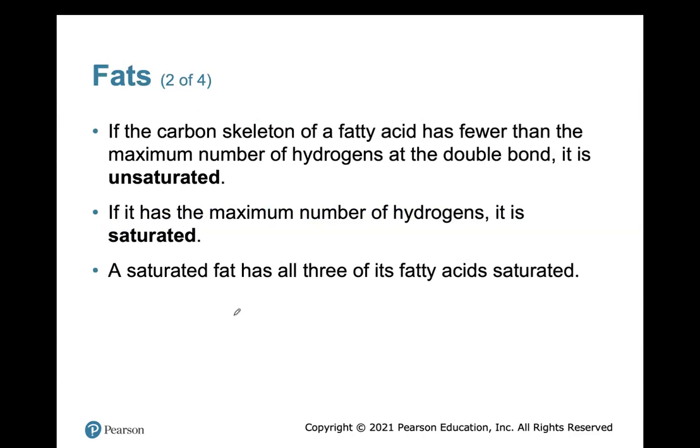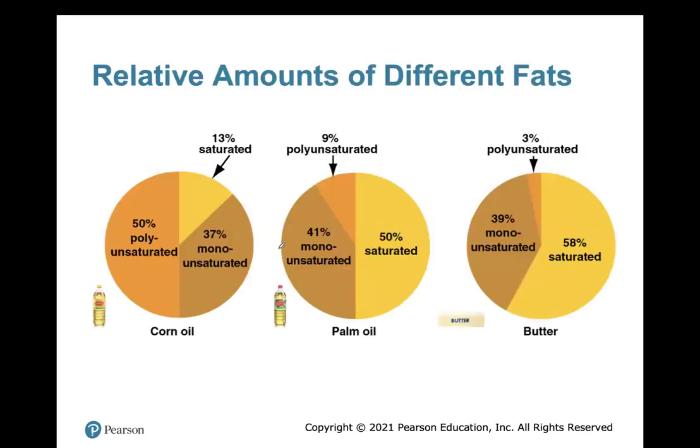If the carbon skeleton of a fatty acid has fewer than the maximum number of hydrogens, it is unsaturated. And if it has the maximum number of hydrogens, it's saturated. And the saturated fat has all three of its fatty acids saturated. So here we see corn oil, palm oil, and butter, the percentage of poly, mono, and saturated fat.